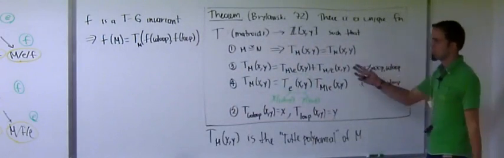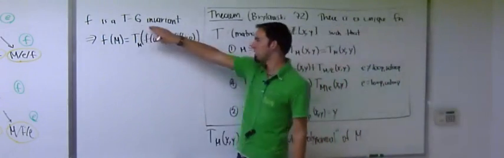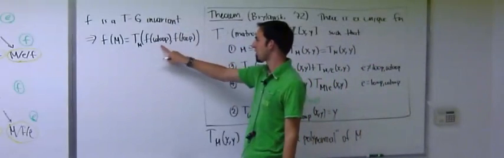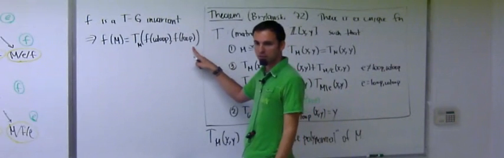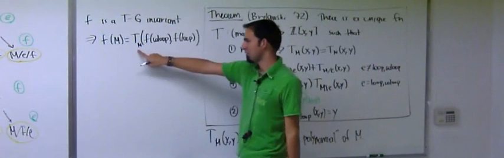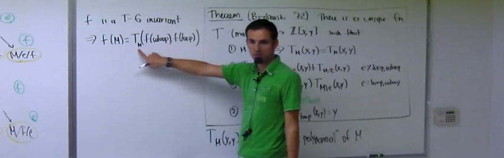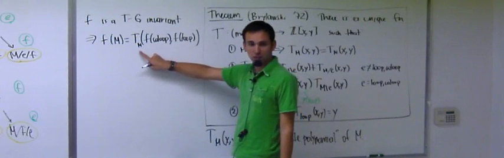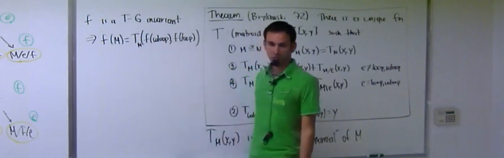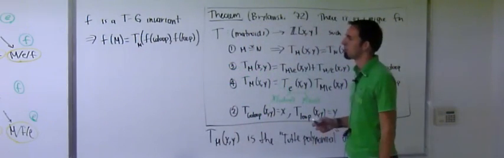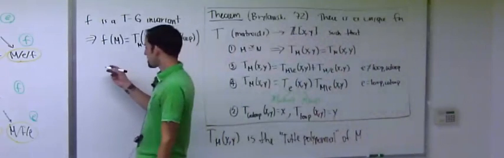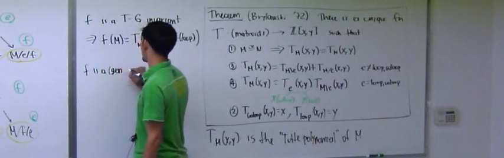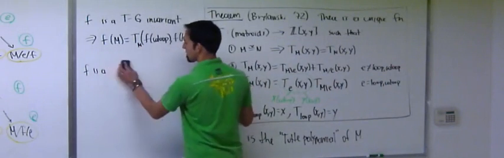Which is amazing. It means whenever you want to compute a Tutte-Grothendieck invariant, all you have to do is compute f of the co-loop, f of the loop, and you've computed the invariant. Assuming you know what the top polynomial is. And this shows you the importance of the top polynomial. If you can compute this top polynomial, you can immediately compute any Tutte-Grothendieck invariant. And actually, you can compute also any generalized Tutte-Grothendieck invariant.